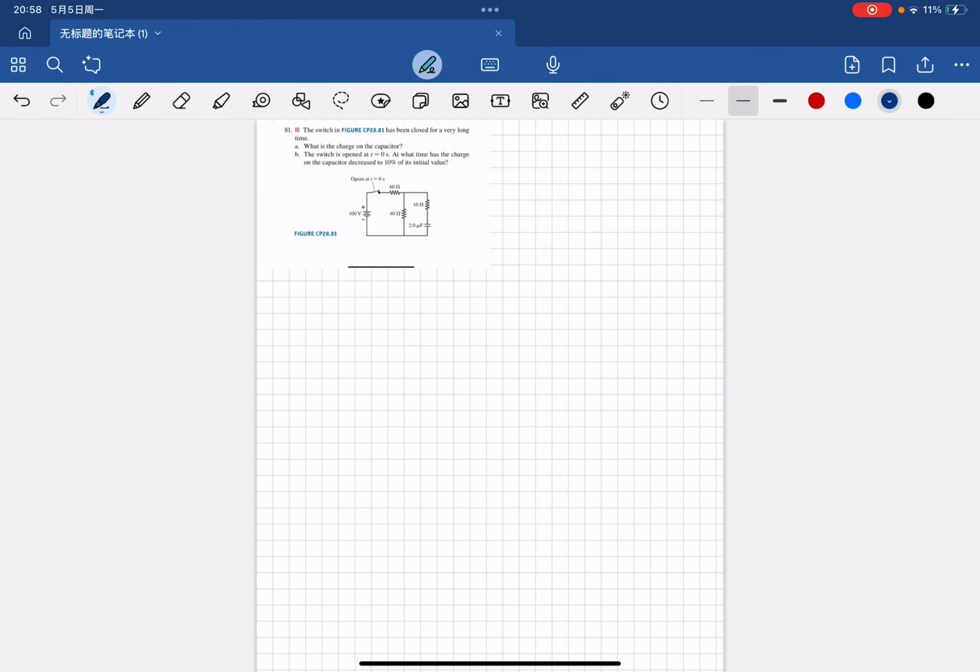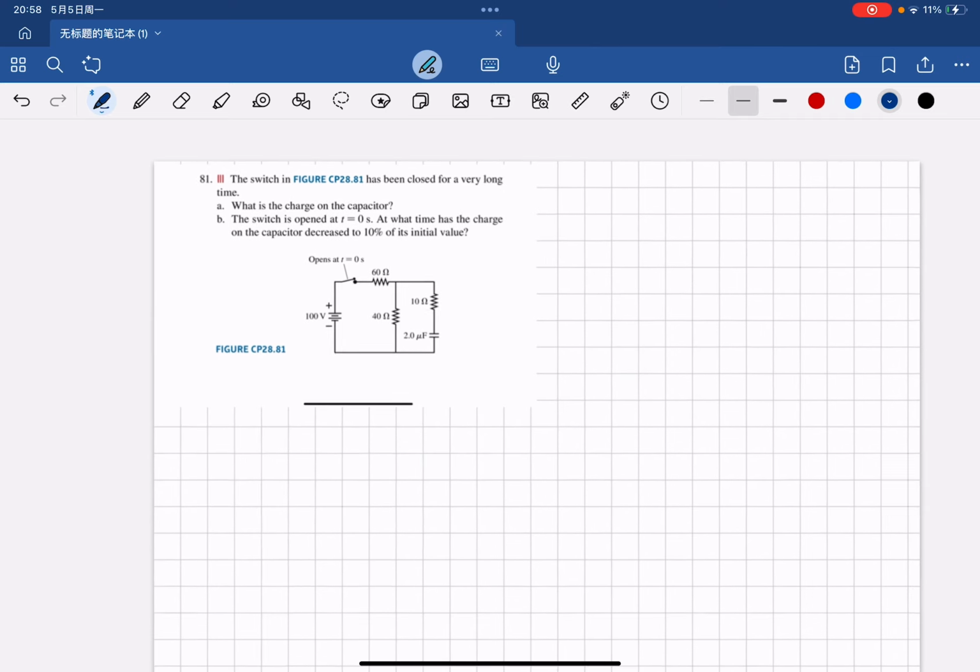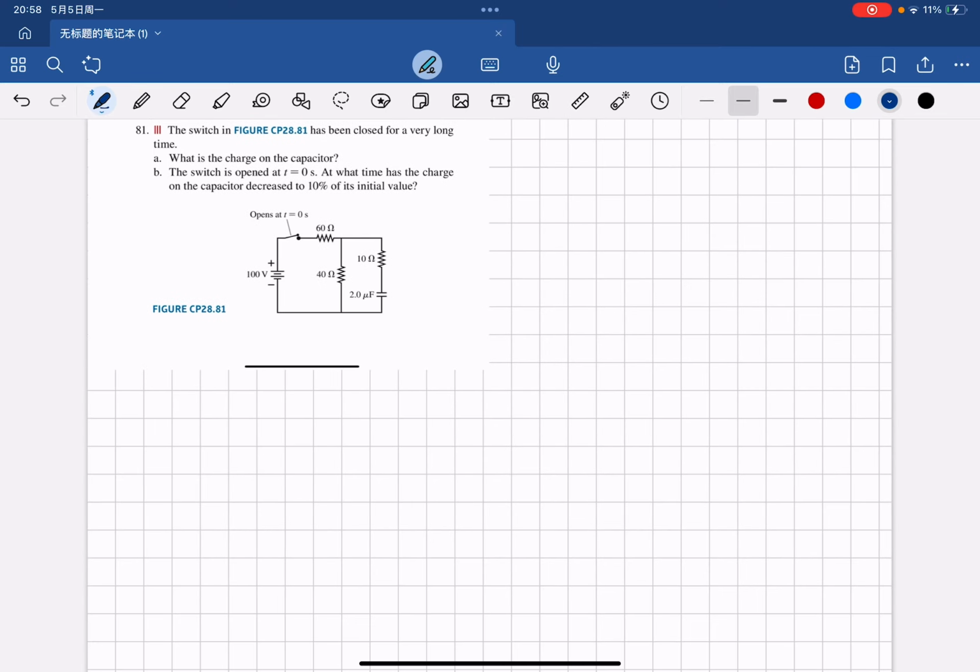Hello everyone, today we are solving question 81 from chapter 28. This is a classic problem on capacitor charging and discharging. In this problem, as you can see, we will answer two main questions.